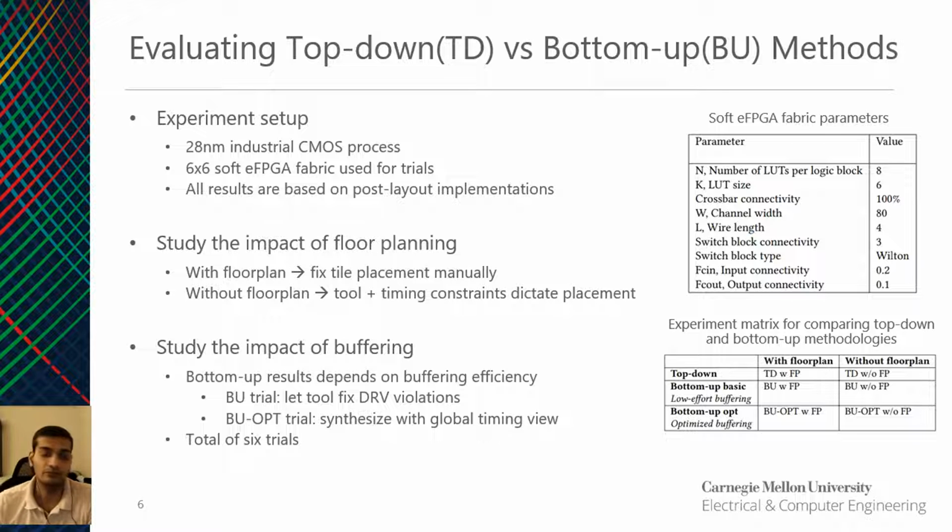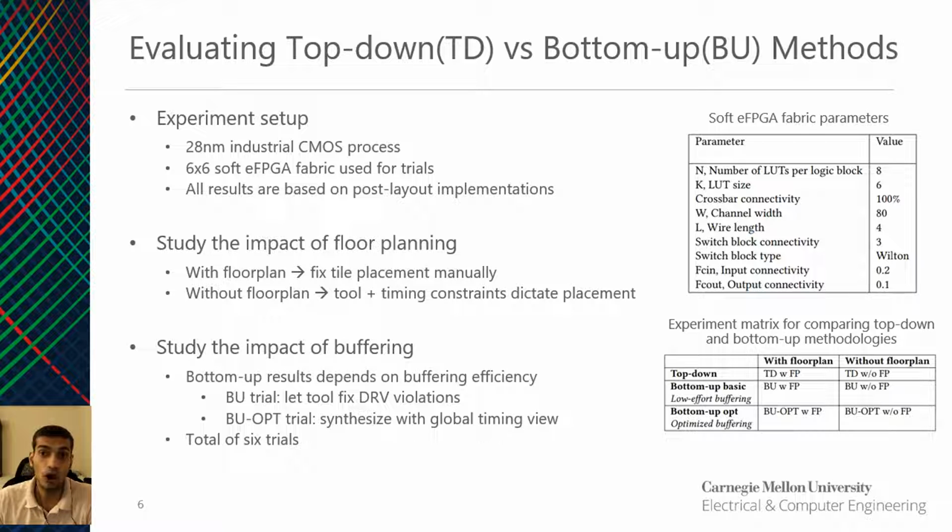Evaluating the impact of manual buffering is a bit harder because the results depend on the efficacy of the buffering strategy used. Therefore, we conduct two trials called bottom-up basic, indicated as BU, and bottom-up optimized, indicated as BU opt. In the BU trial, we let the tool fix design rule violations on longer parts that need manual buffering. This is representative of a low-effort buffering strategy.